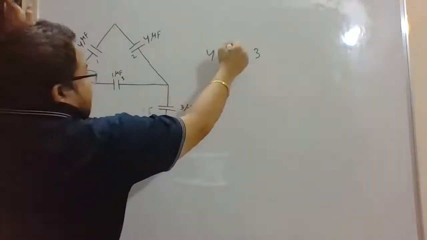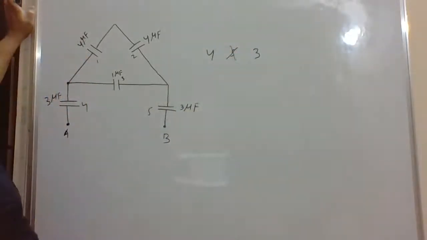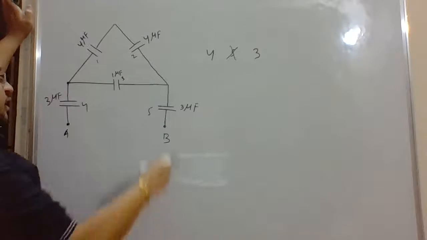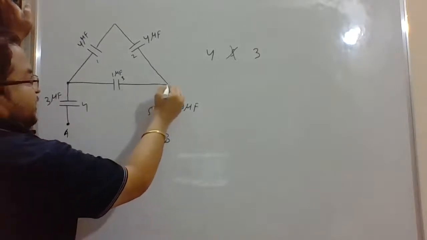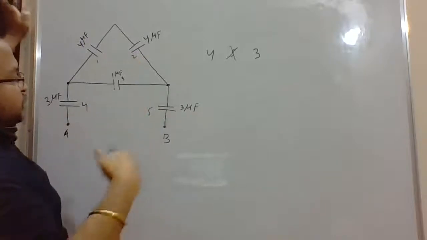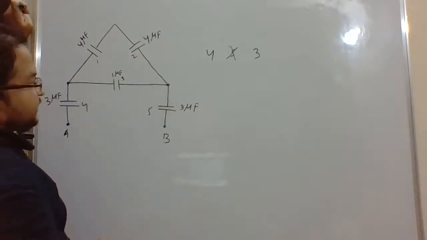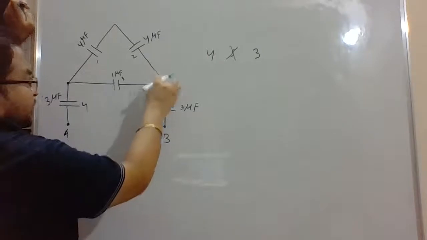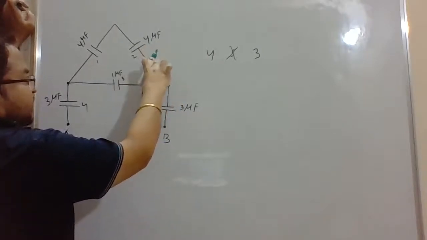So obviously they are not in series. Similarly, if you see 5 and 3, same thing. So 5 and 3 are connected here, but 2 is a disturbing element, so obviously they would not be in series as well. And if you take 2 and 3, same thing.